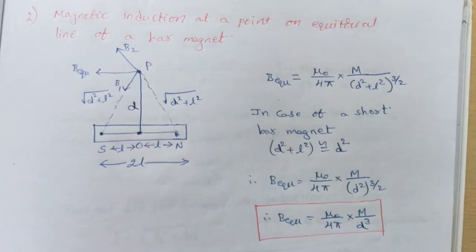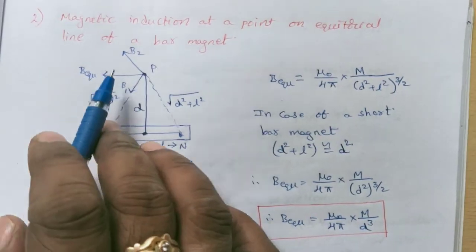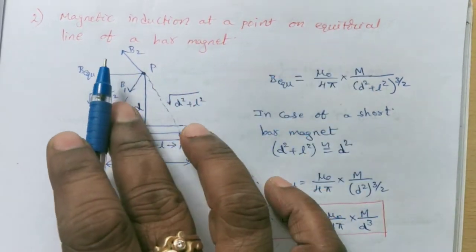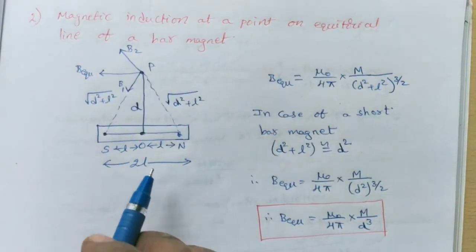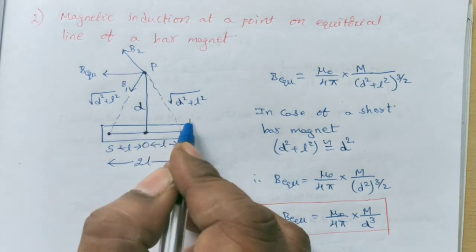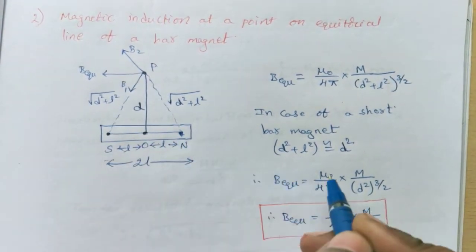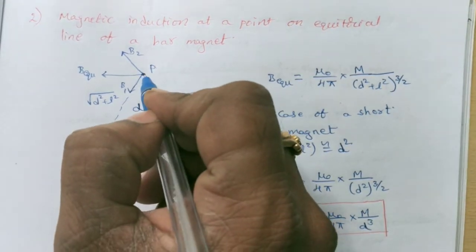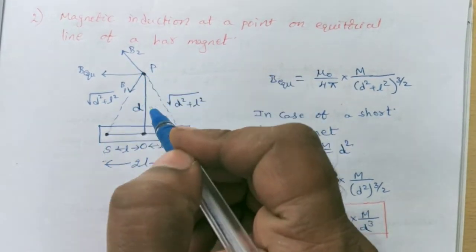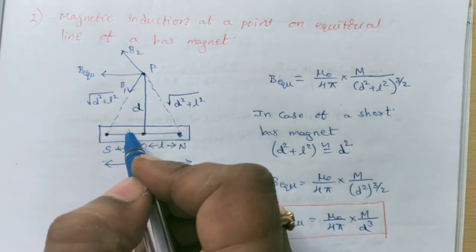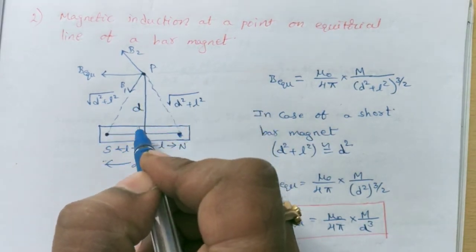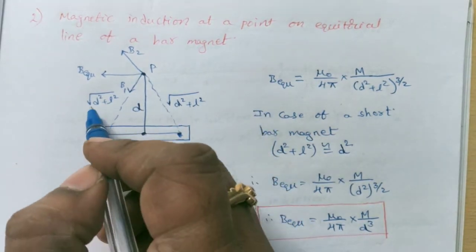Listen, students, this is one simple thing. Magnetic induction at a point on the equatorial line of a bar magnet. First of all, I am representing here a bar magnet having length 2L. This is the south pole and this one is the north pole. Here one unit north pole is present on the equatorial line. We are maintaining a distance d, so this one becomes L.